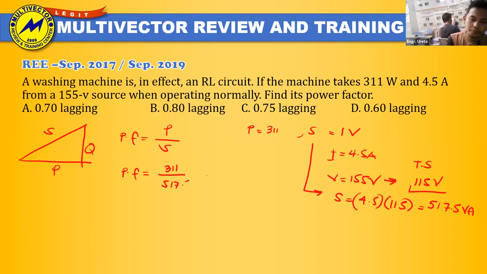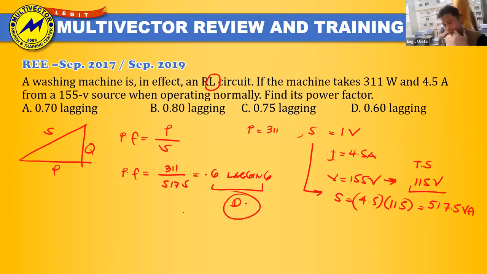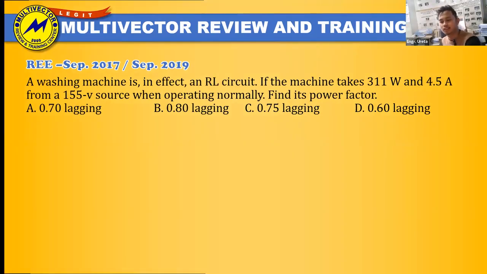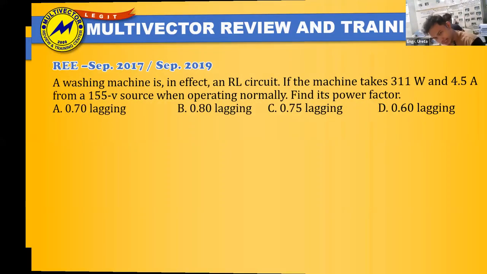If you compute that, it is 0.6, or 0.6 lagging. Why lagging? Because the inductor is the component of our reactive power. Therefore, lagging. So 0.6 lagging. So that's problem number 68. Okay, next.